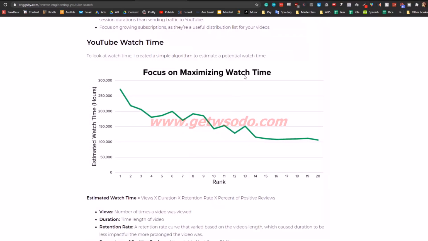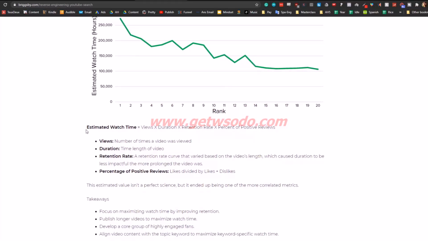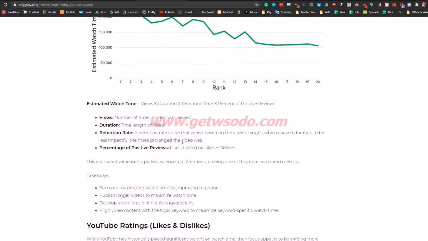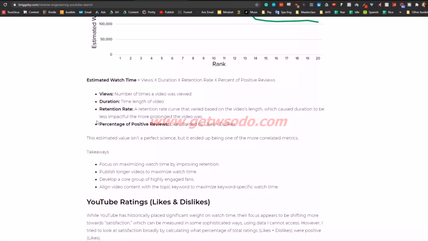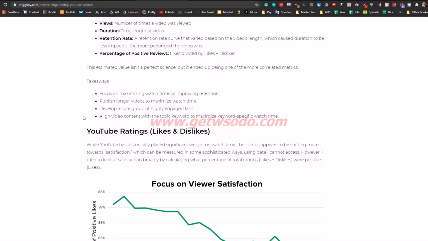Focus on maximizing watch time. Obviously, we know this, that the more watch time, the more YouTube is gonna recommend your video. Now, watch time is actually more important than views. So you can see that estimated watch time is views times duration, times retention rate, times percentage of positive reviews. So we can kind of see, let's look at the takeaways, guys.